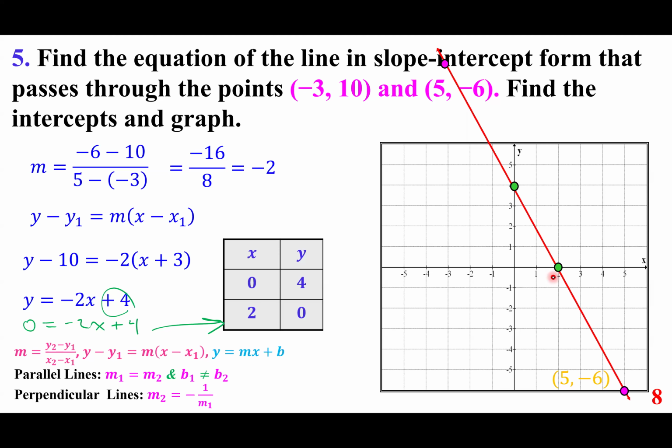Find the equation of a line that is perpendicular to 3y equals x minus 4 and passes through the point negative 2, comma 1. Find the intercepts and graph. And again, since you want to graph it, a good practice is to go with intercepts as always.